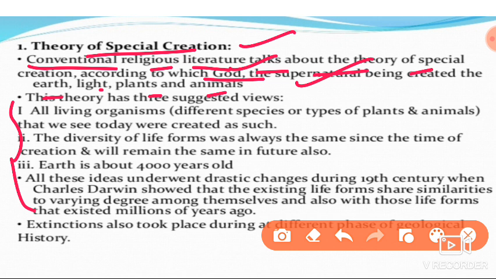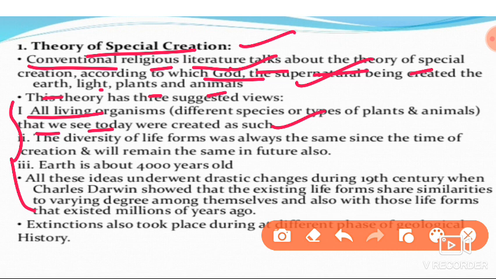What is the suggestion of this theory? First one, they say all living organisms that we see today were created as such. For example, you can take human, it is created as such. In the beginning also, in future also, it is the same. There is no change in the human. But what we came to know in present days is that man is a result of evolution, monkey to man. But this theory will not say that. Man is created as a man, dog is created as a dog, plant as a plant, frog as a frog. Whatever the species are there, they are created as such. That is the first suggestion they gave.